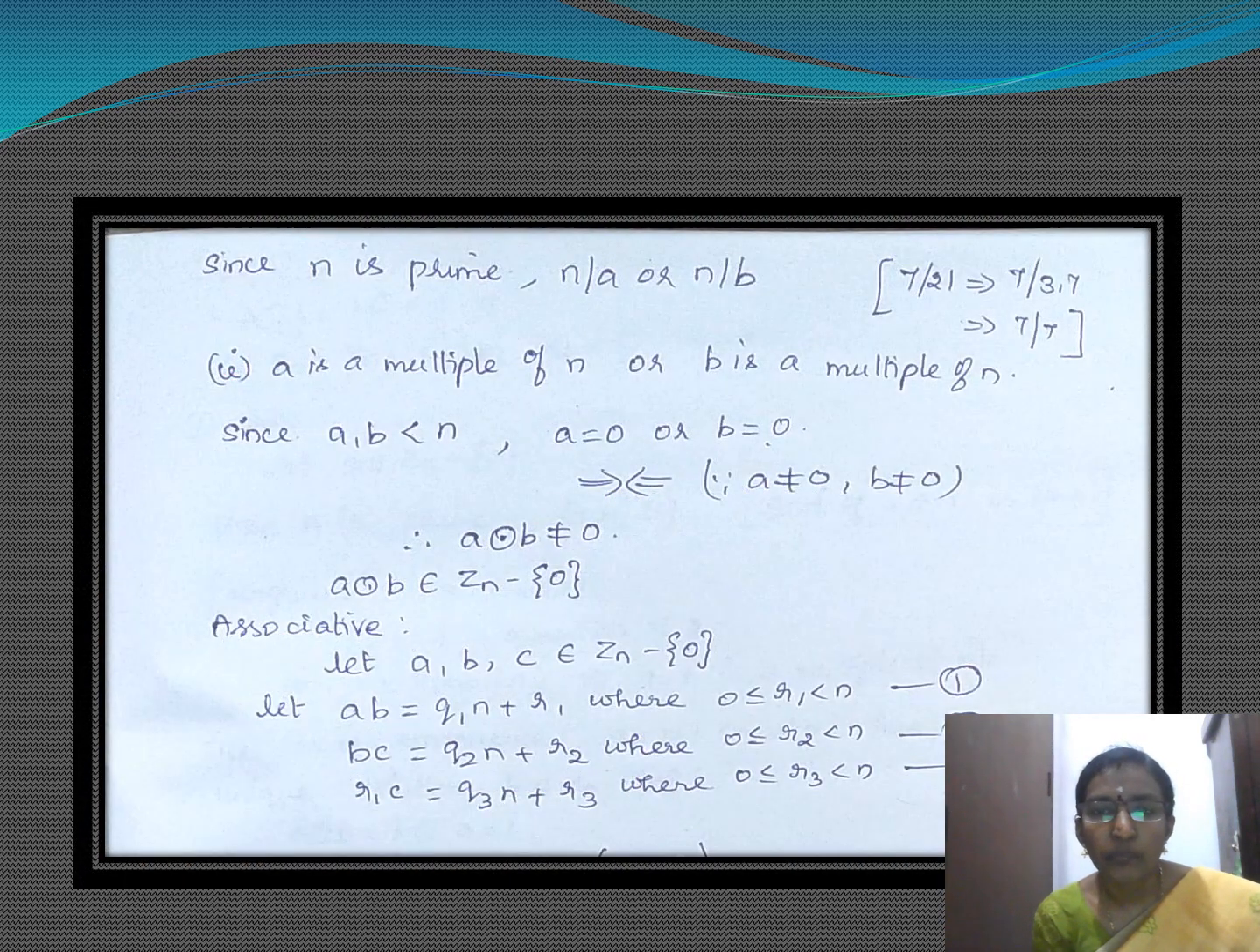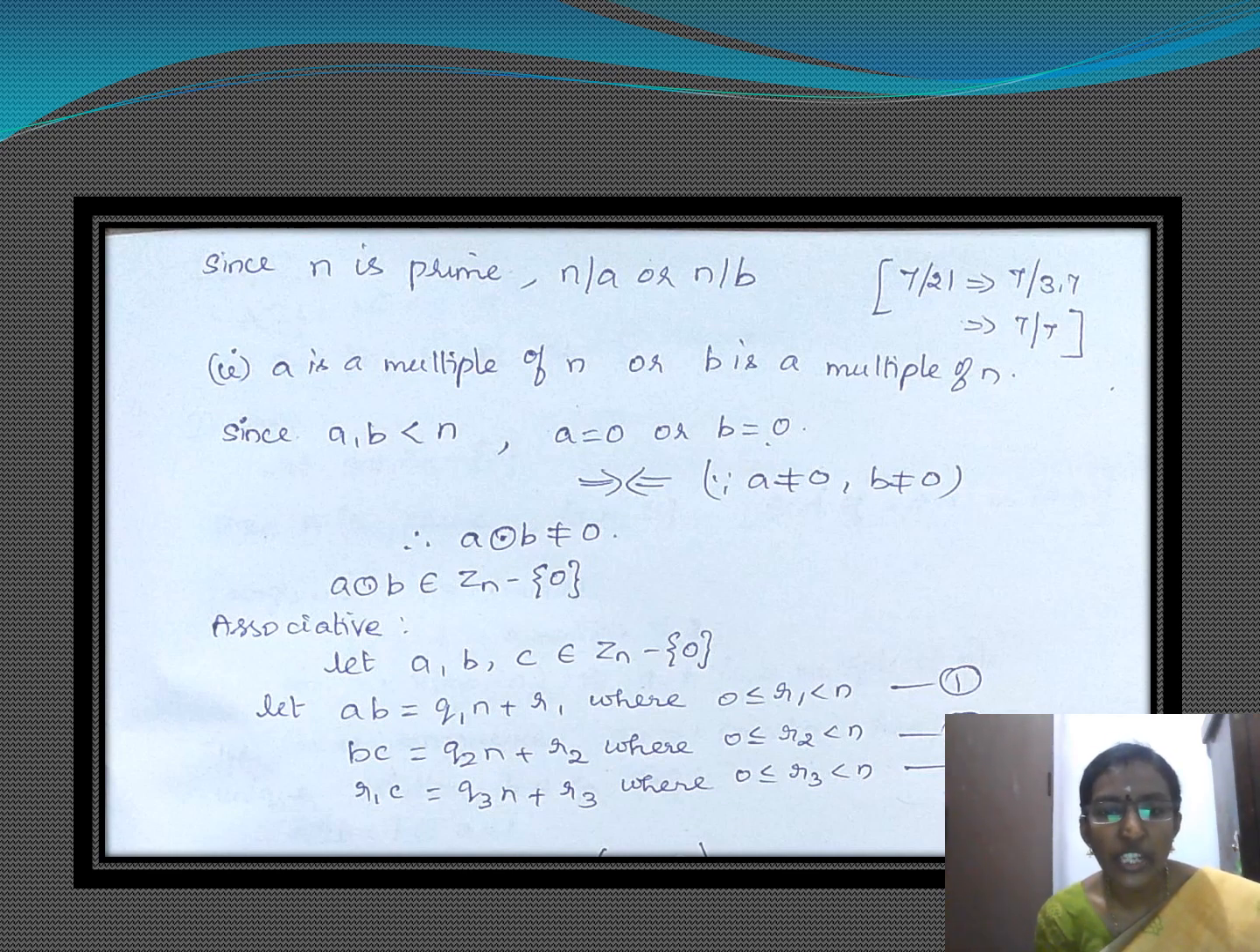Since n is prime, from n divides ab, we get n divides a or n divides b. That is, a is a multiple of n or b is a multiple of n. But this is not possible because both a and b belong to Zn minus {0}. Therefore, a, b < n. Hence, either a equals 0 or b equals 0, but it is not possible. Therefore, a ⊙ b is not equal to 0. Hence, a ⊙ b belongs to Zn minus {0}. That is, the closure property is satisfied.